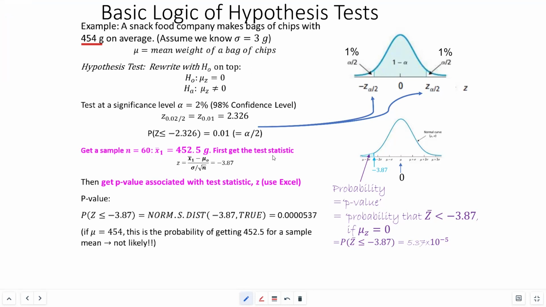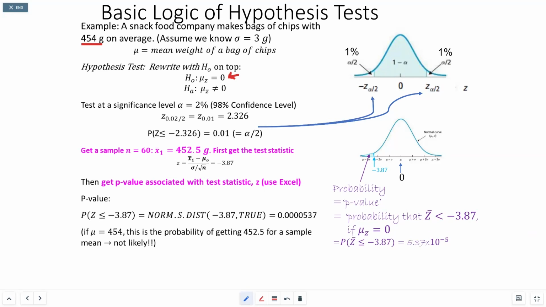So this is just the z-score for that sample mean. A couple slides ago, I reminded you the test statistic is the sample mean, x bar, minus the number on the right of the null hypothesis, and it's going to be 0 in this case. Sorry, it's going to be 454. Sorry, I have a little bit of a fever. Okay, divided by the standard error.